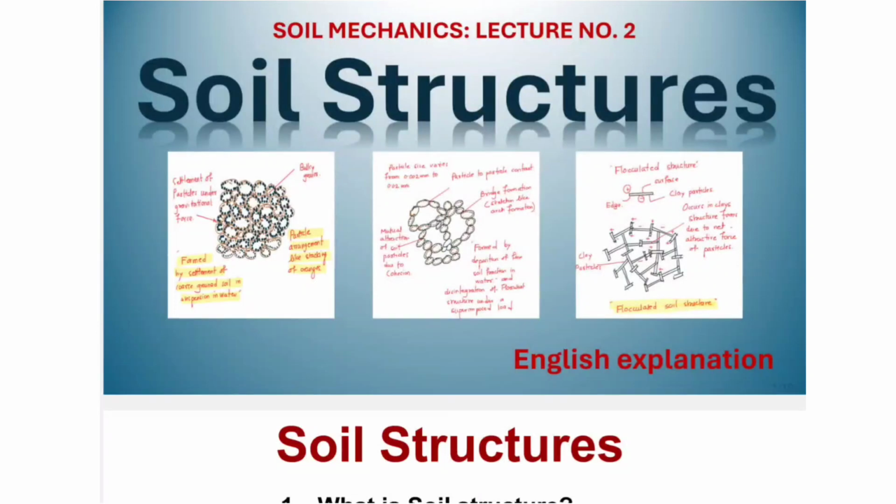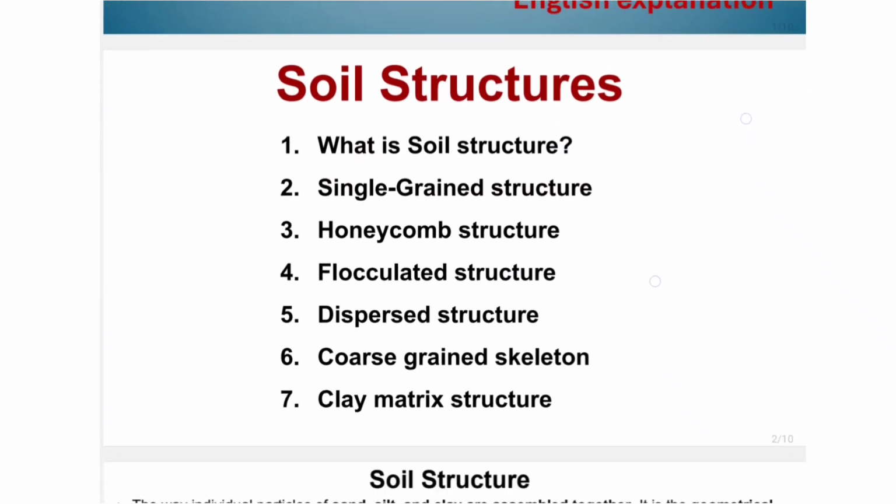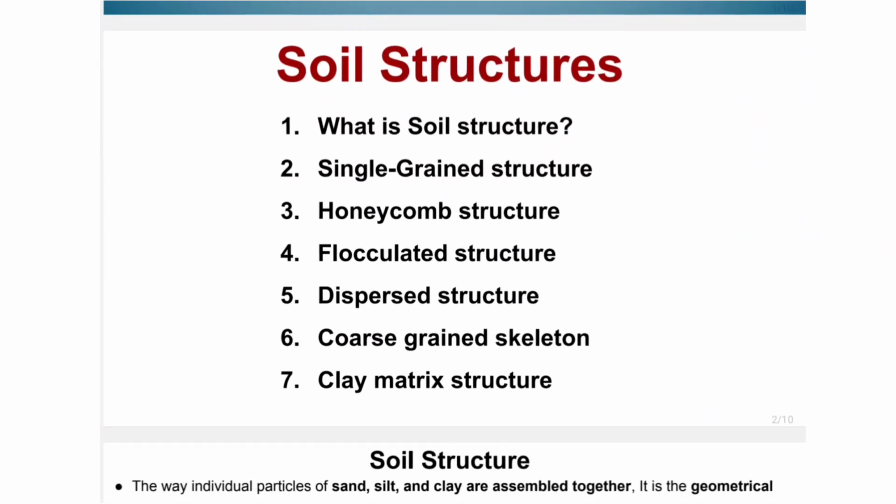The information related to the soil structure. Okay, so first of all, we'll see what is meant by soil structure. Then in this soil structure there are different structures. These structures are single grain structure, honeycomb structure, flocculated structure, dispersed structure, coarse grain skeleton, and clay matrix structure. Okay, these are the soil structures. Depending on the type of soil, there are different types of structure.